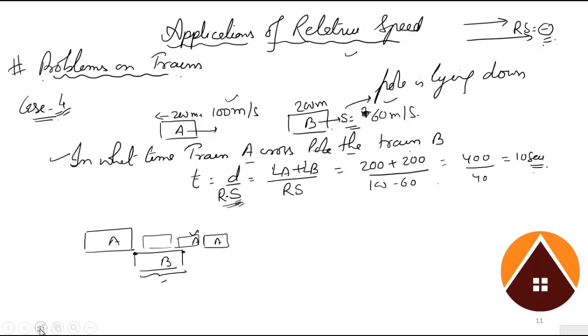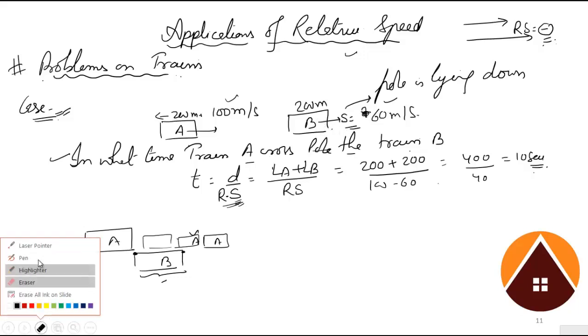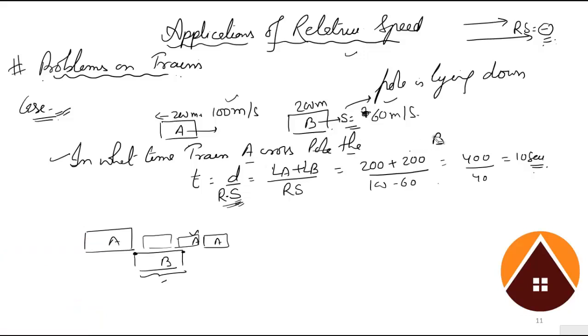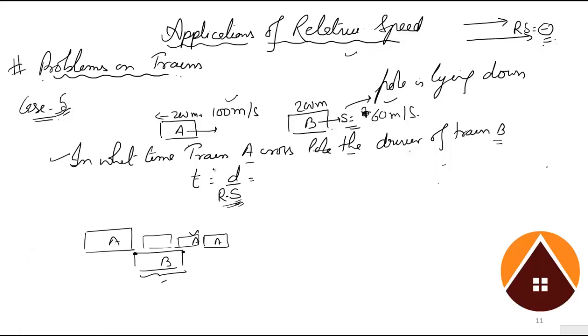Having understood this, we can take up one more scenario, say scenario number 5. In this case, the train A is same, train B is also same. But instead of this, the question is in how much time the train A crosses the driver of train B. Of course, in this train there is a driver, right? So in how much time does train A cross the driver of the train B?